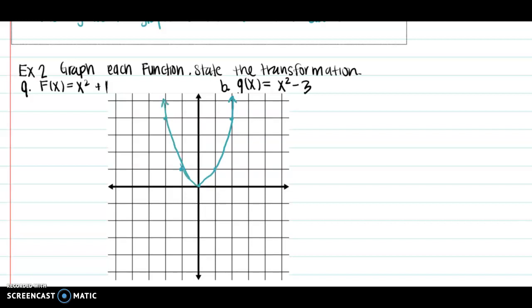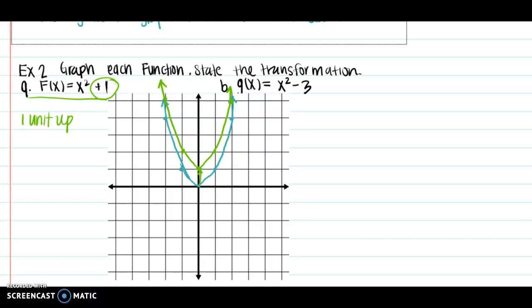Alright, and then this first one says x squared plus 1, so since it's a positive and it's on the outside, this means 1 unit up from the parent function. So that blue is the parent function. We're going to go ahead and move all these points up 1. And then we'll connect those dots, and that's the graph. So kind of like what we learned with the absolute values and the radical graphs.